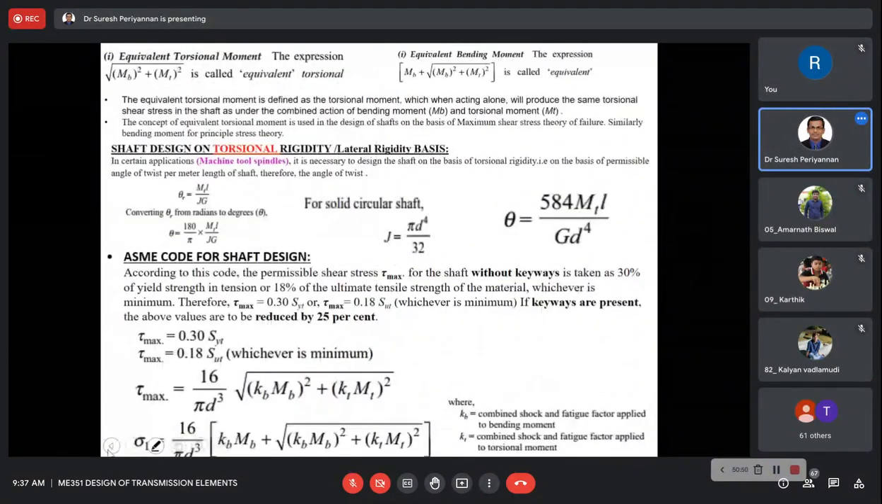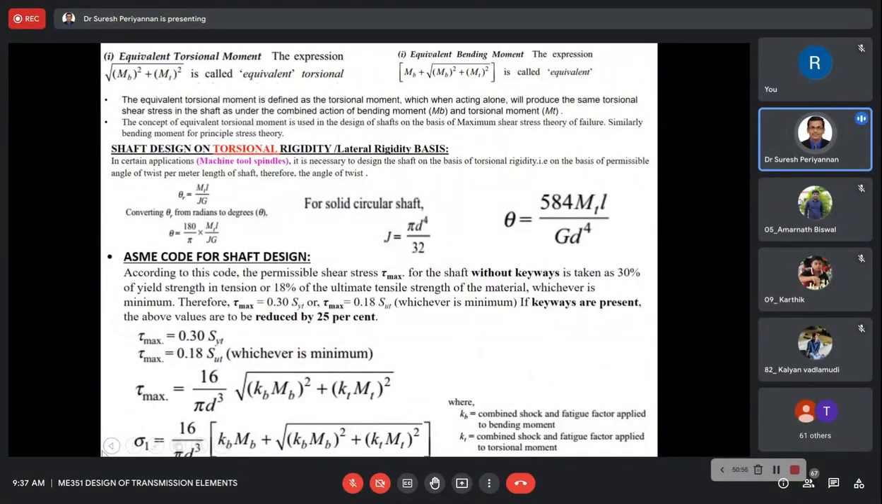Very simple concept: equivalent torsional moment, equivalent bending moment. We will discuss it in tomorrow's class. Also, we will discuss torsional rigidity and shaft design based on the ASME code concept. We are going to discuss this in the next class. We have to complete some problems based on this concept next class. Okay, guys, I stop it here.